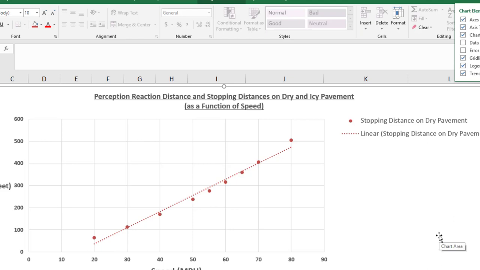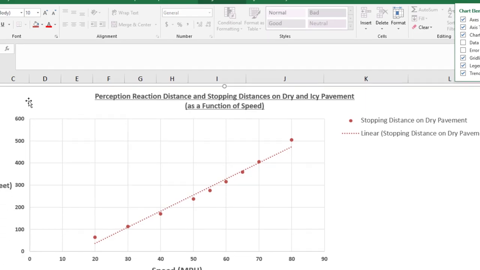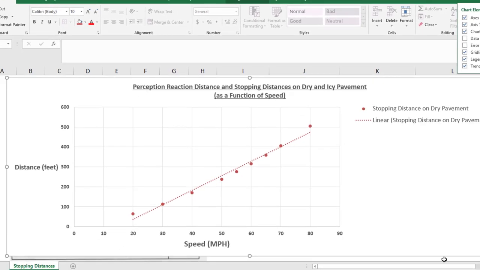And I want to say something about that right now that I'll come back to in the next series of videos. It doesn't have to actually hit the points at all. We're going to look at things called trend lines, also called best fit lines. They're not called perfect fit lines. They're called best fit lines. So when you look at this linear trend line that Excel has put in, it does have one thing going for it. The faster we go, the more distance it takes us to stop when we're on dry pavement.